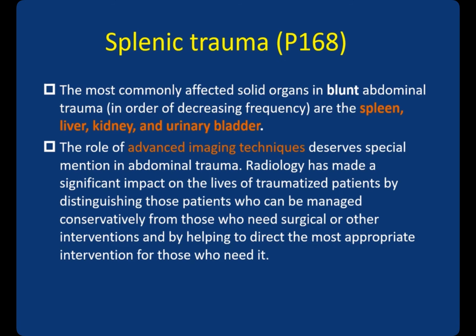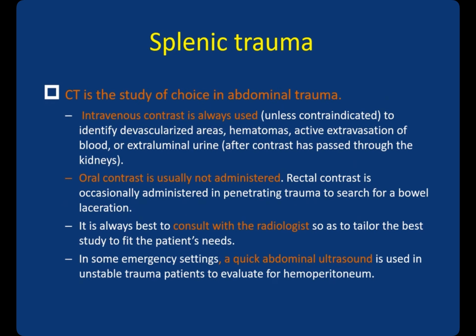The most commonly affected solid organs in blunt abdominal trauma are the spleen, liver, kidney, and urinary bladder. CT is the study of choice in abdominal trauma. Intravenous contrast is always used, but oral contrast is usually not administered. It is always best to consult with the radiologist so as to tailor the best study to fit the patient's needs. In some emergency settings, a quick abdominal ultrasound is used in unstable trauma patients to evaluate for hemoperitoneum.